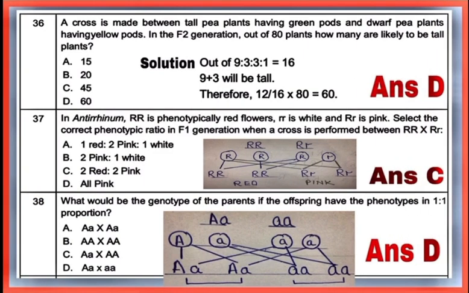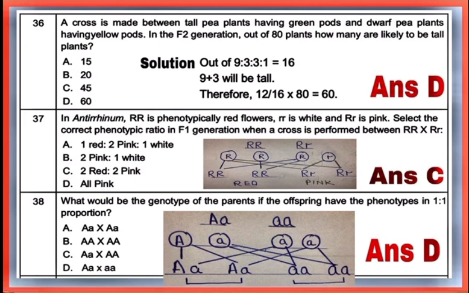Question 36. A cross is made between tall pea plant having green pods and dwarf pea plant having yellow pods. In the F2 generation, out of 80 plants, how many are likely to be tall plants? Option D, 60 will be tall plants. As per results of dihybrid cross, out of 16, 12 are tall. So, out of 80, it will be 60. Check the solution to calculate it.